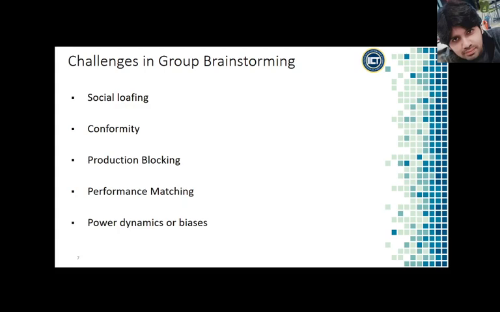The third blocker is production blocking. In group brainstorming, there are often individuals who dominate the conversation and make it difficult for others to actually be heard. Their ideas can thus command more weight, not because of the strength of the ideas, but because of the volume of the description. The fourth blocker is performance matching.